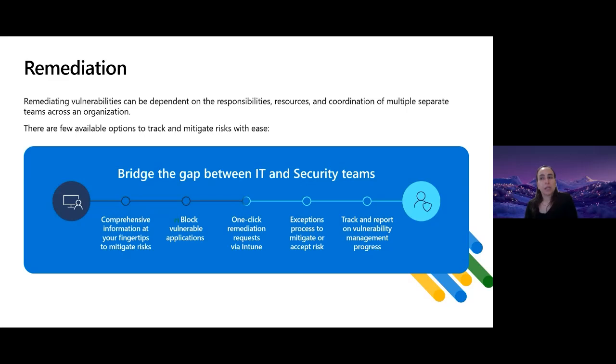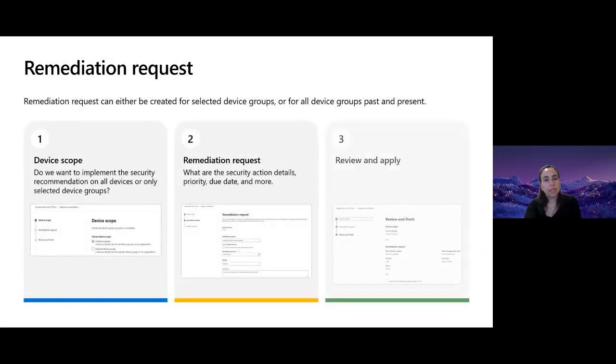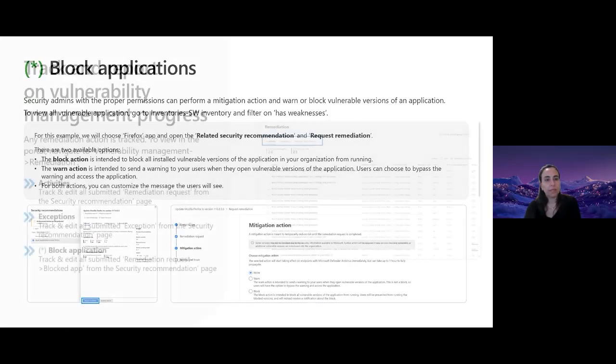Besides that, we have a few remediation actions that we allow through the tool. One of them is blocking a vulnerable application. Assuming that you have a vulnerable application, one of the things that you can do is either inform the user that they have a vulnerable application and ask them to update, or entirely block it, so you won't be able to open it on the computer. So this is the remediation request. We will see it in a second in the portal. Same for the block application.